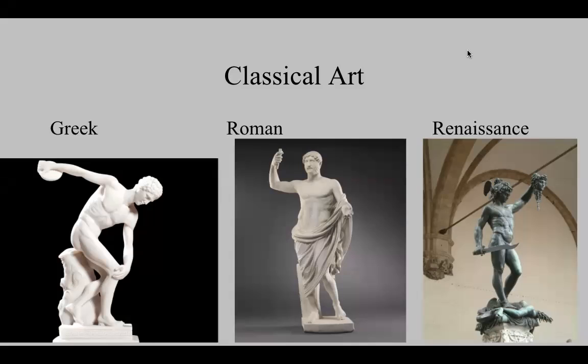And then, of course, we have the Renaissance, which was copying both the Greeks and the Romans. We have the killing of Medusa here with this idealized, over the top muscular body. And so by the time we get to the 18th and 19th century, we once again have neoclassicism.